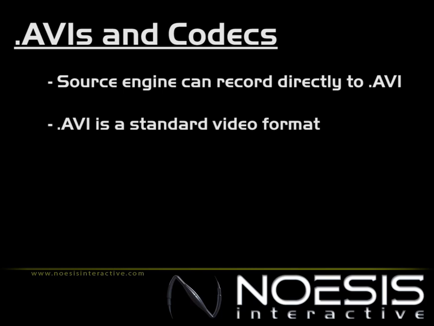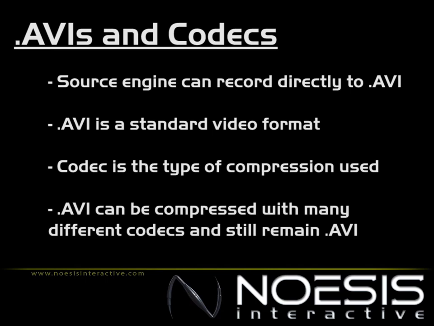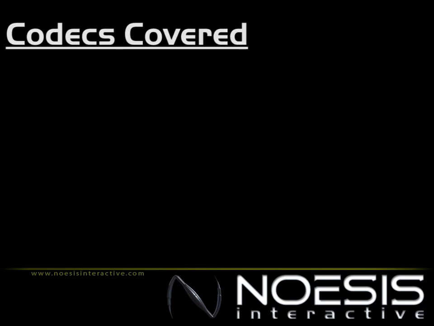We just saved an AVI that has no compression at all. You may have heard of the word codec before. That's a term for the type of compression a format uses. So we can compress our AVIs with different kinds of codecs, and they'll still all be in the AVI format. So with that said, we're going to look at two different codecs in this tutorial.